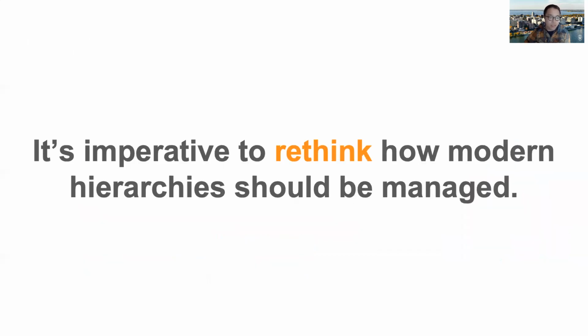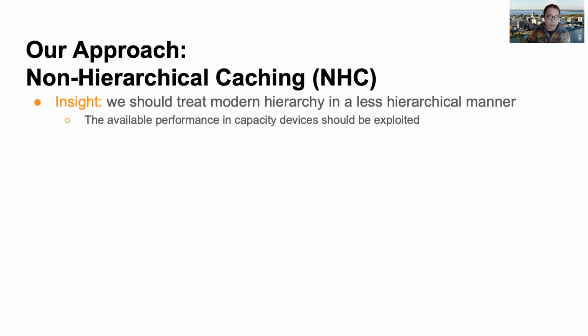Based on our observations, we believe it is imperative to rethink how modern hierarchies should be managed. In this work, we present a new approach called non-hierarchical caching, or NHC for short. NHC follows the insight that we should treat today's hierarchy in a less hierarchical manner, and the available performance in the capacity device should now be exploited.